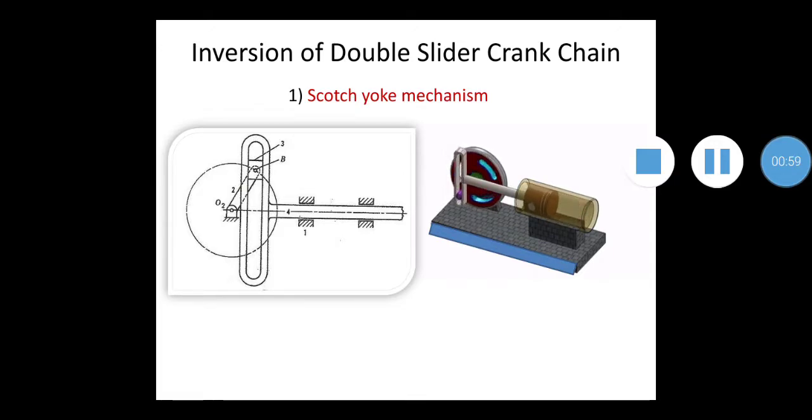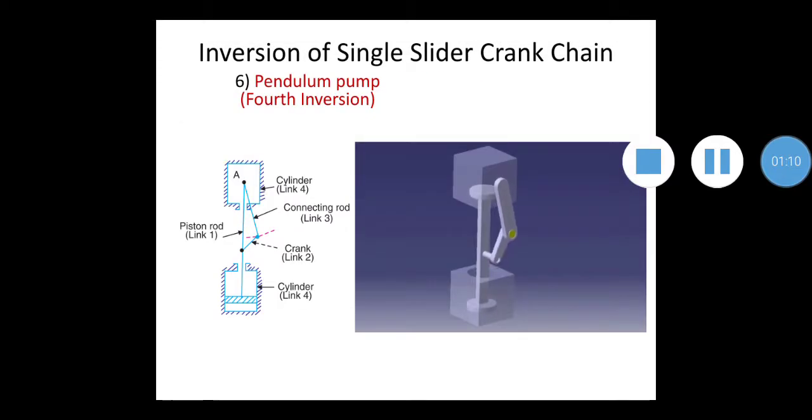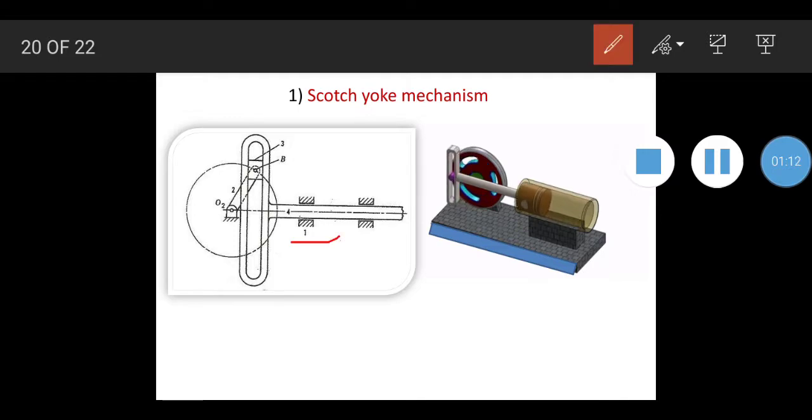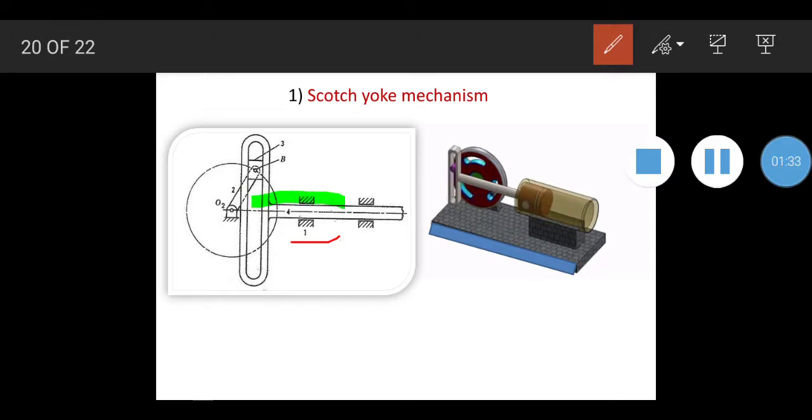This mechanism is obtained by fixing the link 1 or slotted link. This is the part of link 1. Now, link 4 and link 3 act as sliding links. Let me highlight this. This is link 4 and this is link 3.